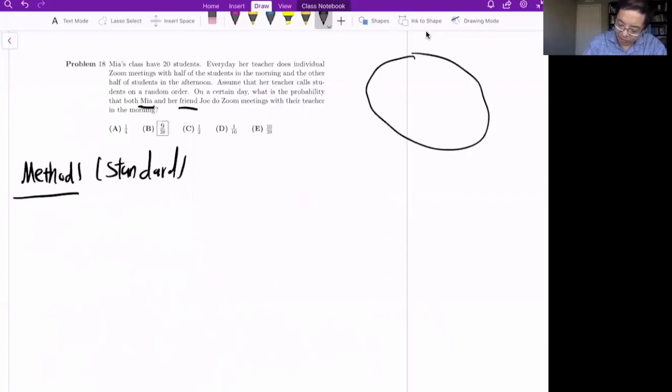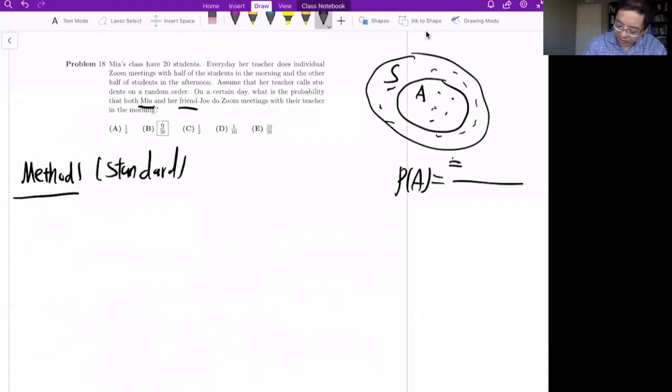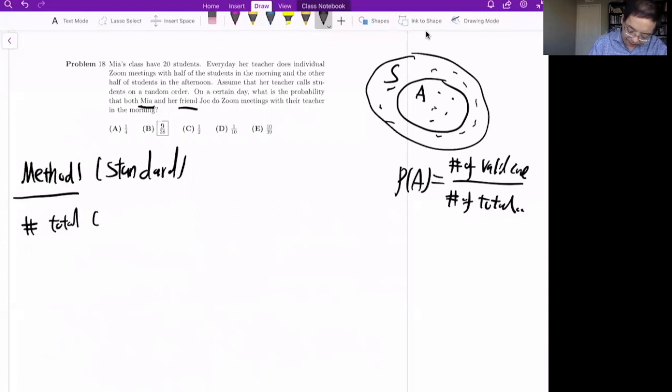So let's recall the formula. This is the collection of all possible scenarios, and you want to find the probability of A. It's just the number of valid cases divided by the number of total cases. So here, what is the number of total cases?